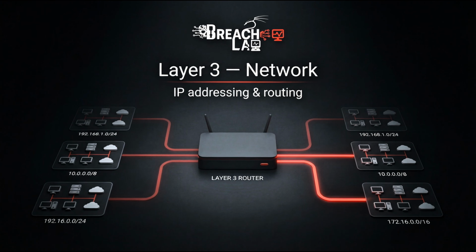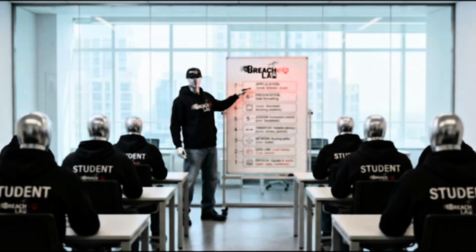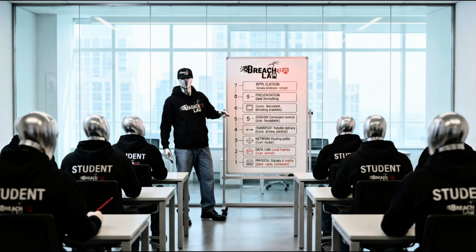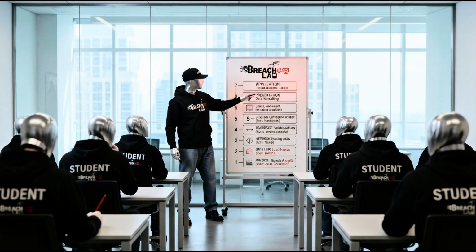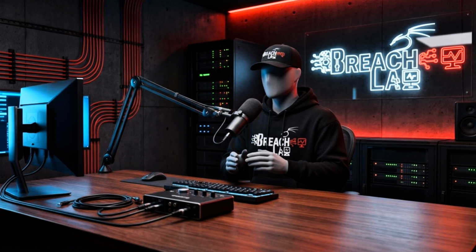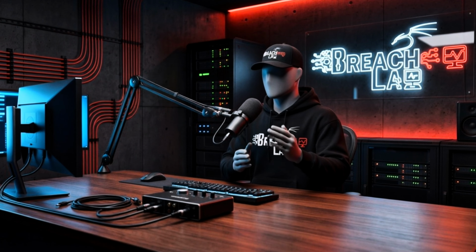The third layer is the network layer. This is where networking becomes global. Here we get routing and IP addresses. If data units were called frames at layer 2, at this layer they're called packets. When you enter a website address, a DNS request is sent, an IP address is returned, and that address is placed inside a packet. If we continue the envelope analogy, it's like having one envelope inside another, but now with addresses from a different layer, the network layer.